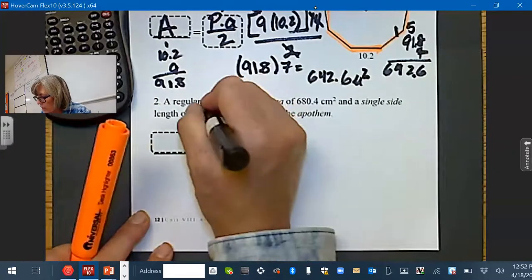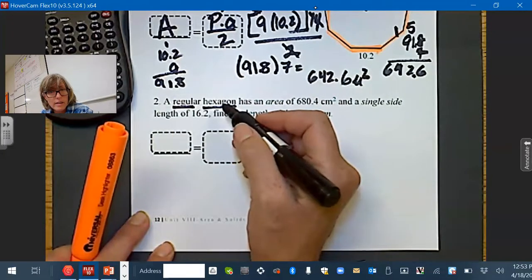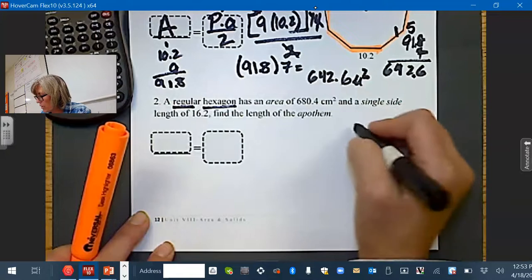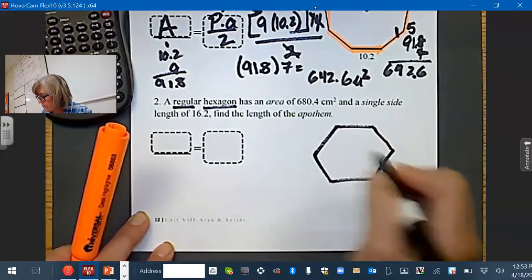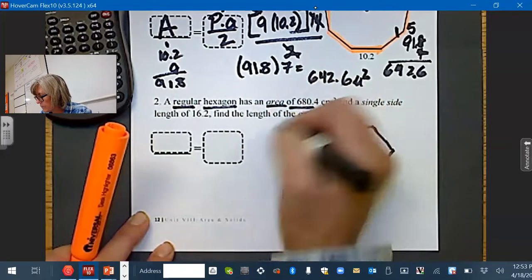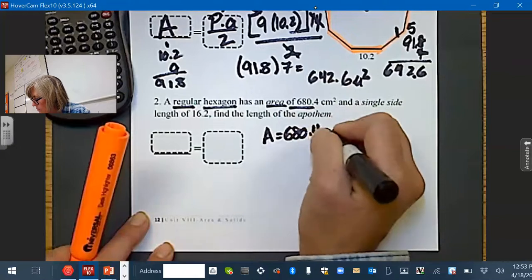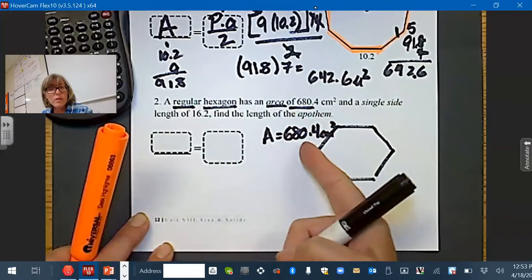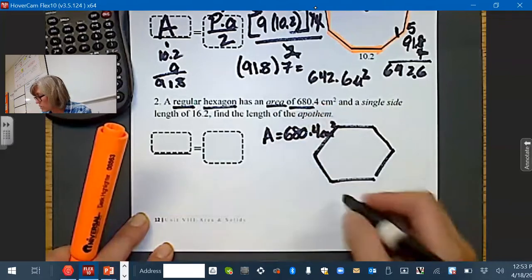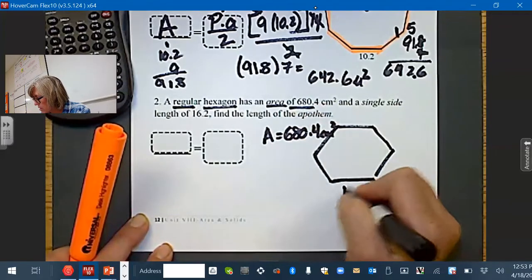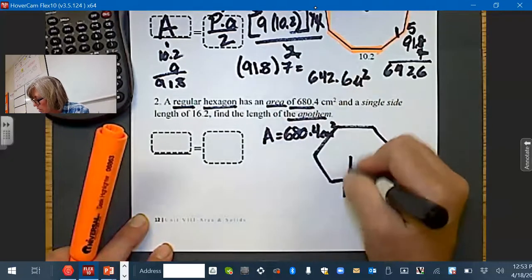Says a regular hexagon, hex, 6. So we're going to start with drawing this. We're given the area, 680.4 centimeters squared. A single side length is 16.2 cm. We want to find the apothem.